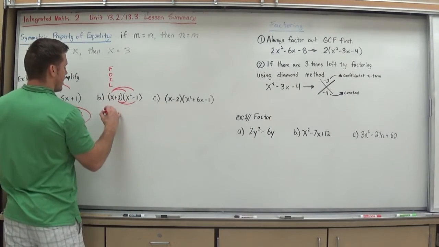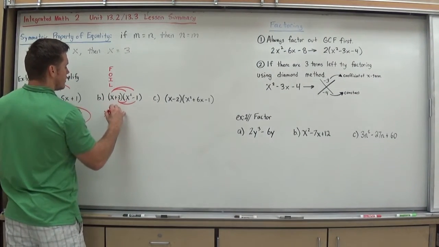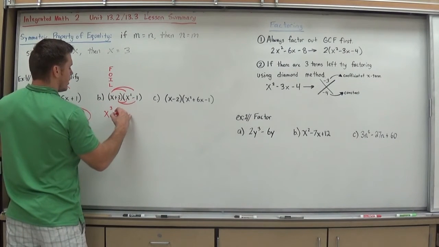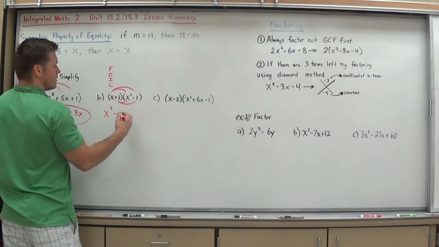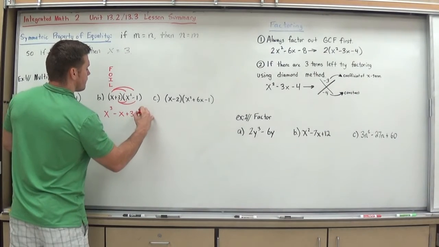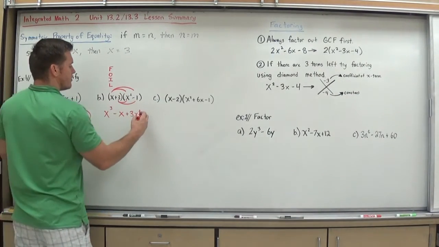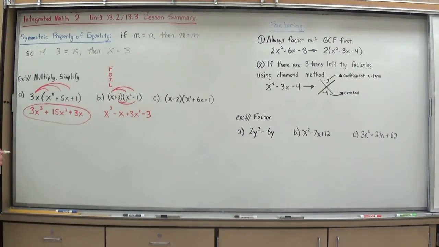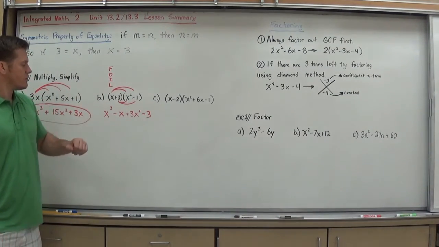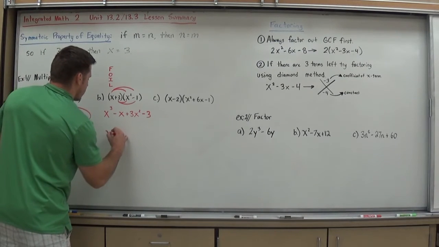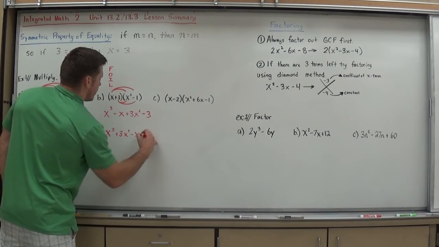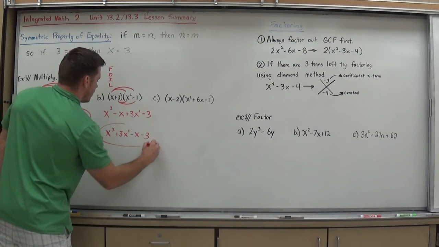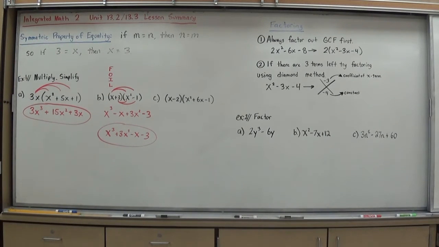Let's work it out. x times x squared is x cubed. x times negative 1 is negative 1x, which I can just write as negative x. Now I can move to the second set of distribution. 3 times x squared is positive 3x squared. And 3 times negative 1 is negative 3. Look for any like terms: cube, squared, x, constant. No like terms, but not in the correct order, so let's put it in standard form. x cubed first, then my 3x squared, then my negative x, then my negative 3. And now we have successfully multiplied that out.